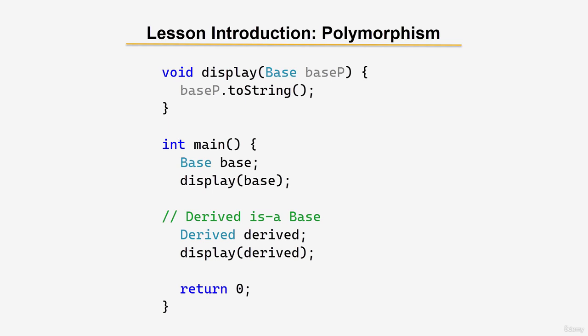But if you have a derived object and you pass that instance into the display function, you may not get the results that you may expect. Something called object slicing is going to happen, where the base class function will actually get invoked. So we have to see how we can fix that and how we can avoid object slicing in C++.